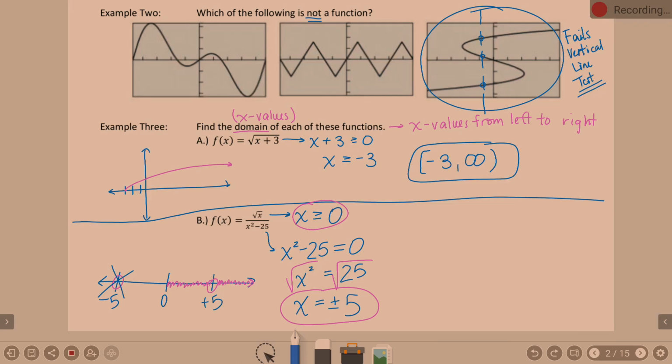Where does my shaded area start? 0. With a parenthesis or bracket. I said greater than or equal to, didn't I? So yes, it is a bracket. 0 to what?